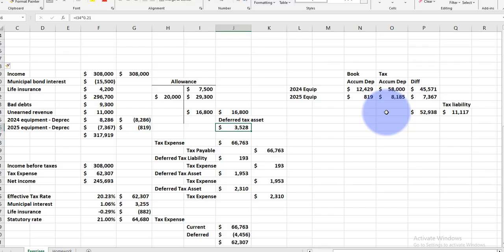All right, so there is how you can check yourself, make sure you're on the right track before you go on to the homework with this same company for 2026.